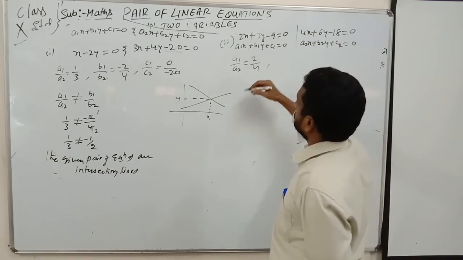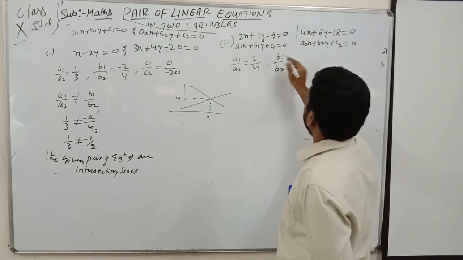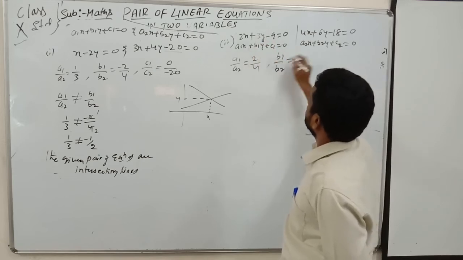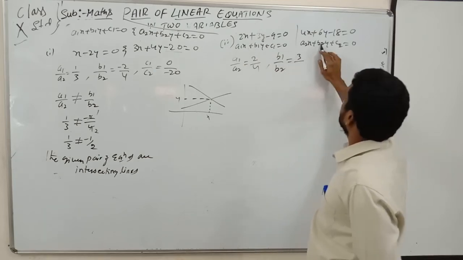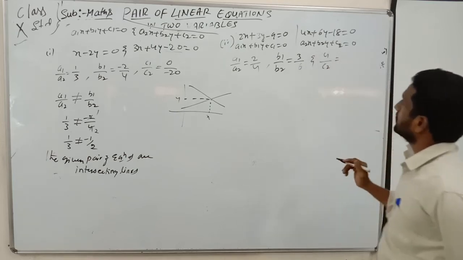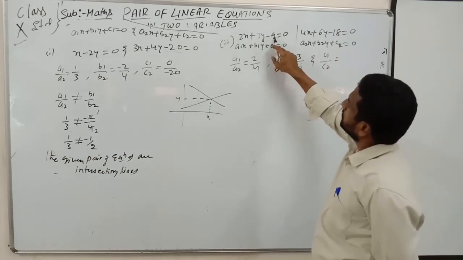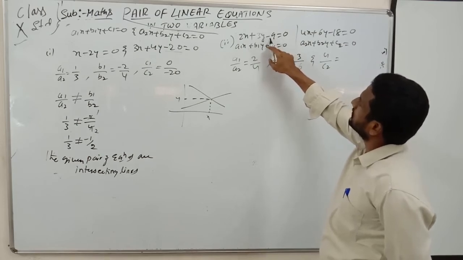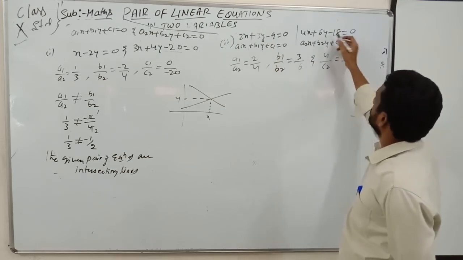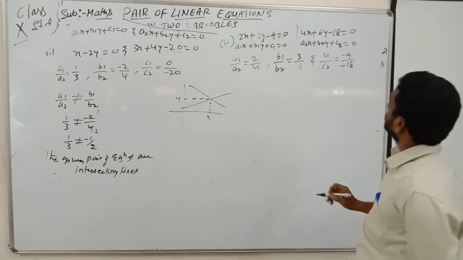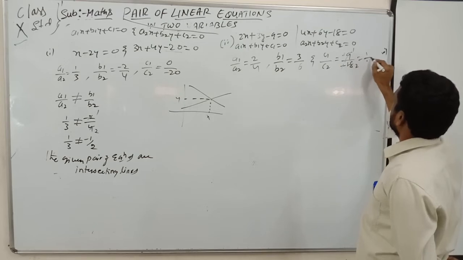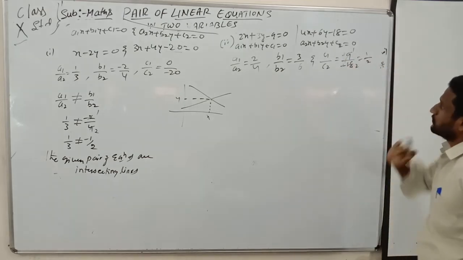Next, b1 by b2. What is the b1 value? The y coefficient, here b1 value is 3. What is b2? b2 value is 6. And c1 by c2. What is c1? In the first equation, if there is a minus, you should take the minus also. This is important. c1 value is minus 9, c2 value is minus 18. Both minuses cancel, 9 1 ja, 9 2 ja. The final answer is 1 by 2. So c1 by c2 is 1 by 2.